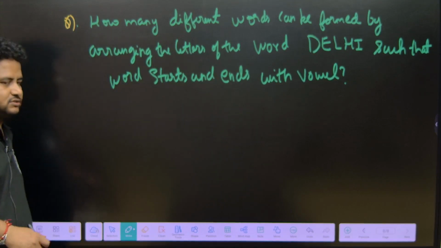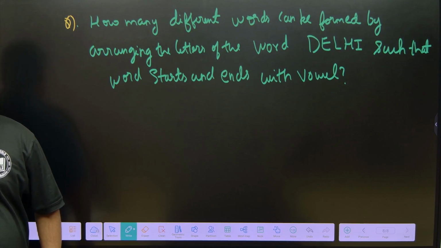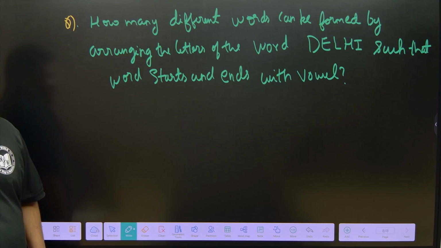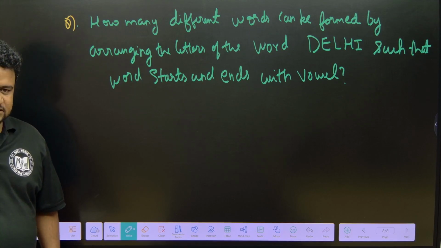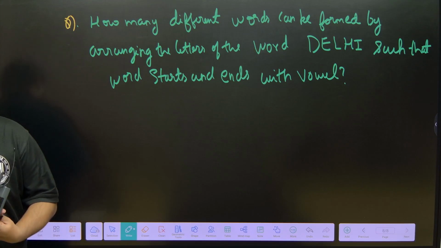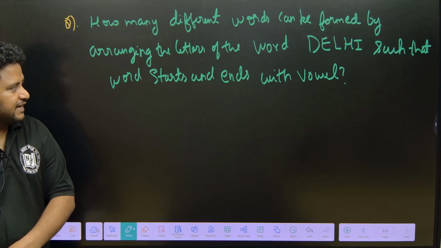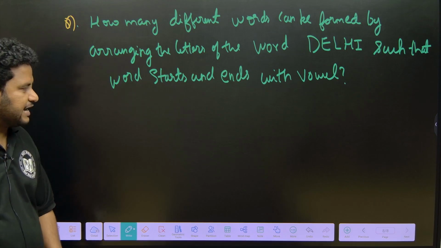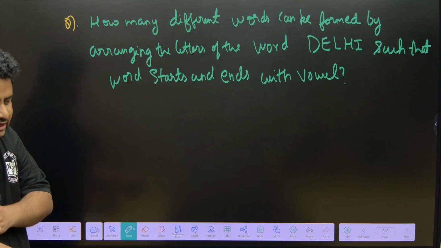So think about this. Such that the word starts and ends with vowel. If they ask only to arrange the letters of the word Delhi, it is just what? 1, 2, 3, 4, 5, 5 factorial. But they are telling what? It should start with vowel and end with vowel, correct na? 3 factorial, let us see.